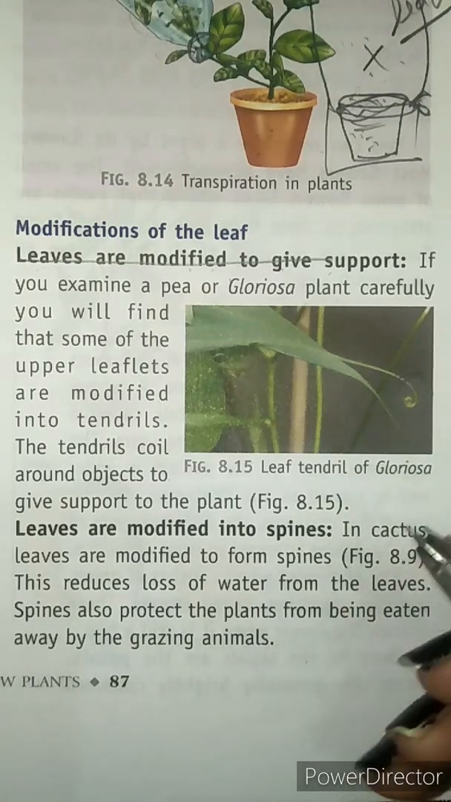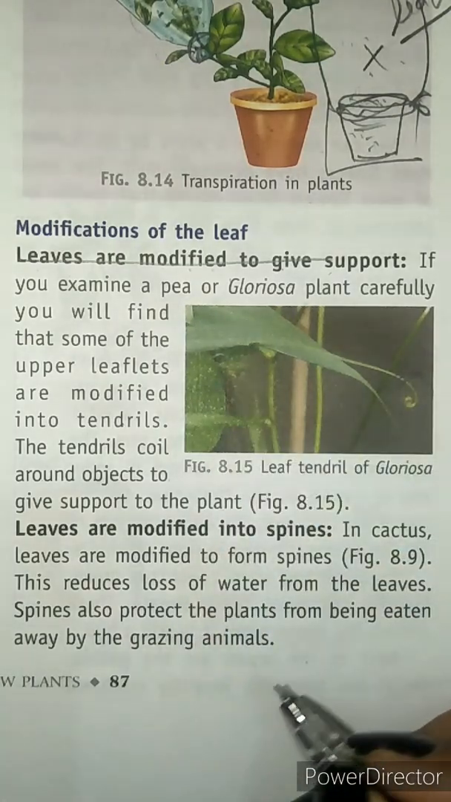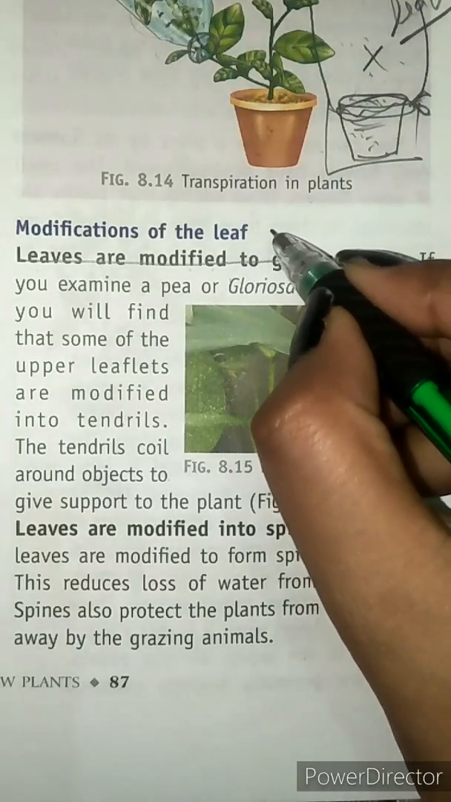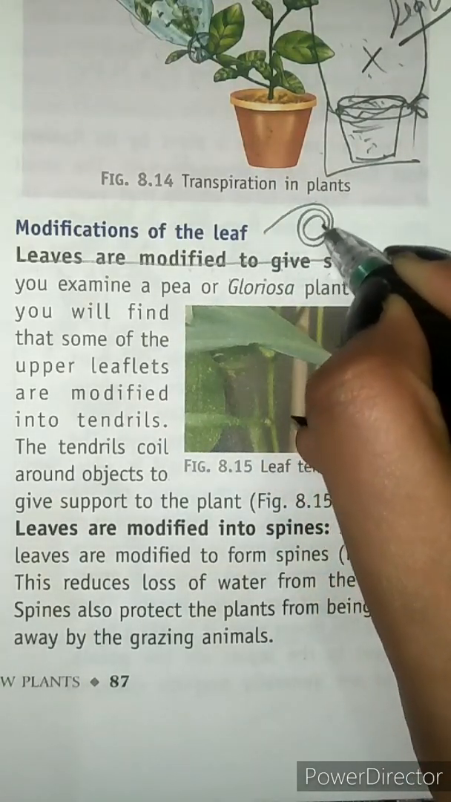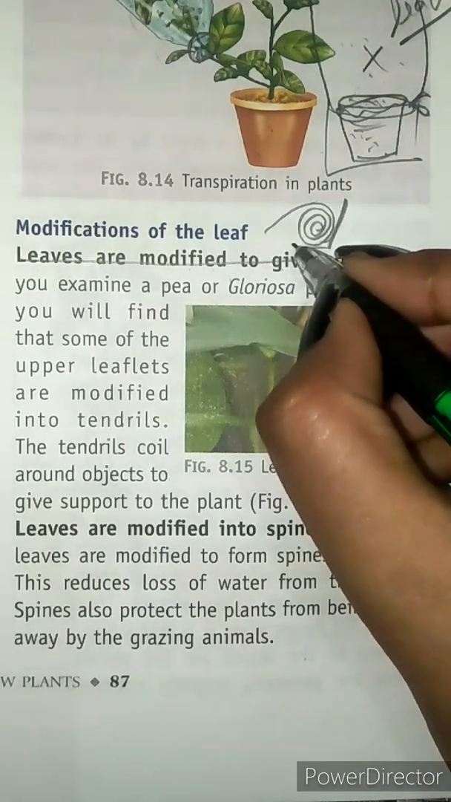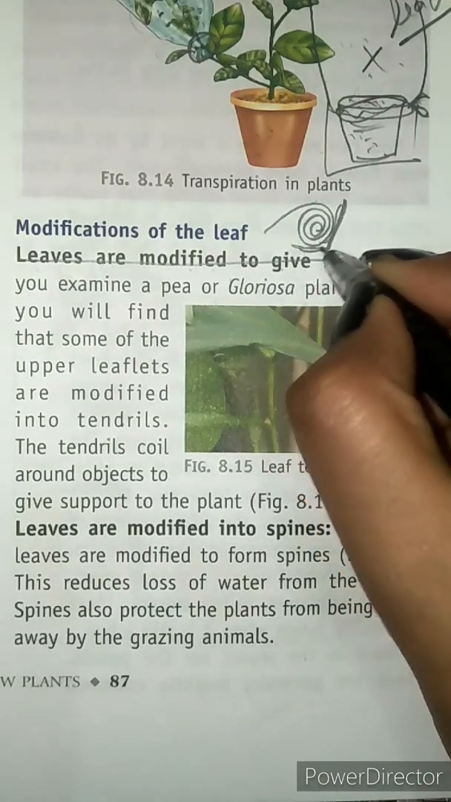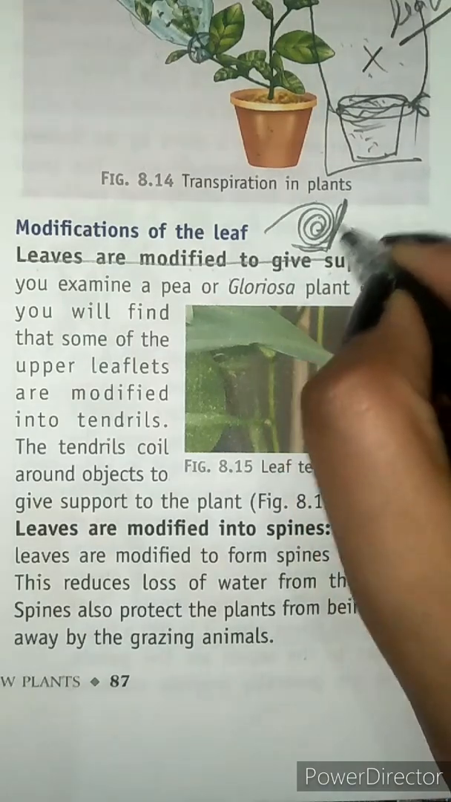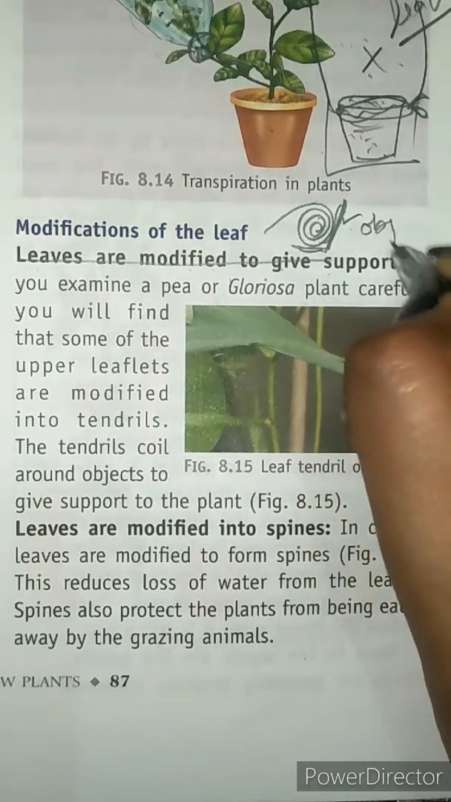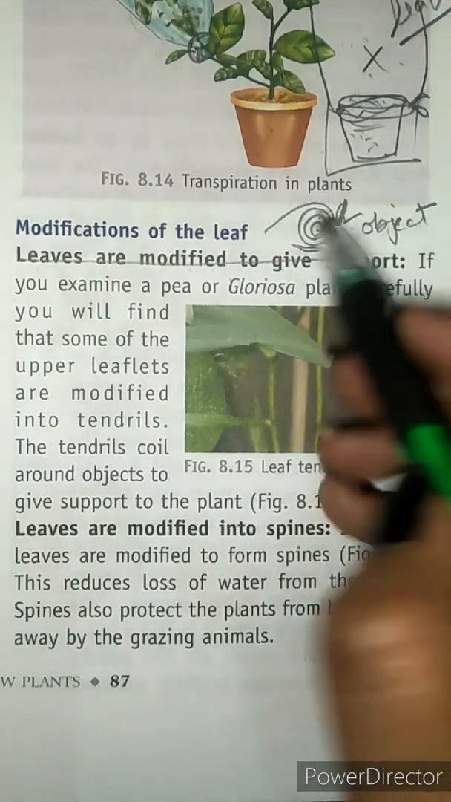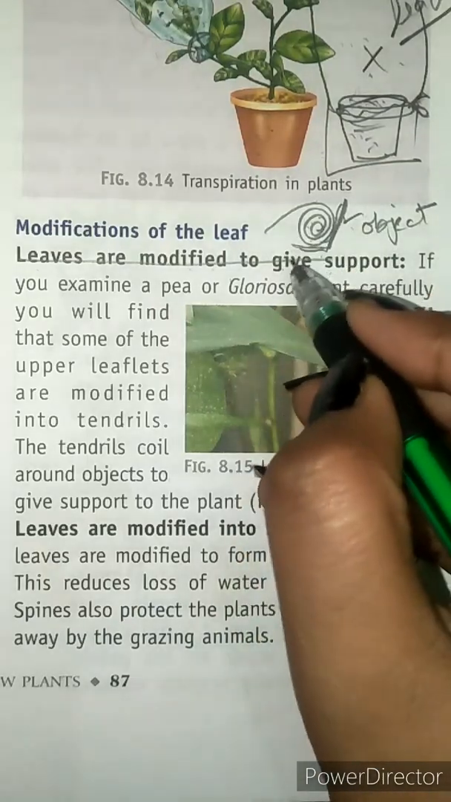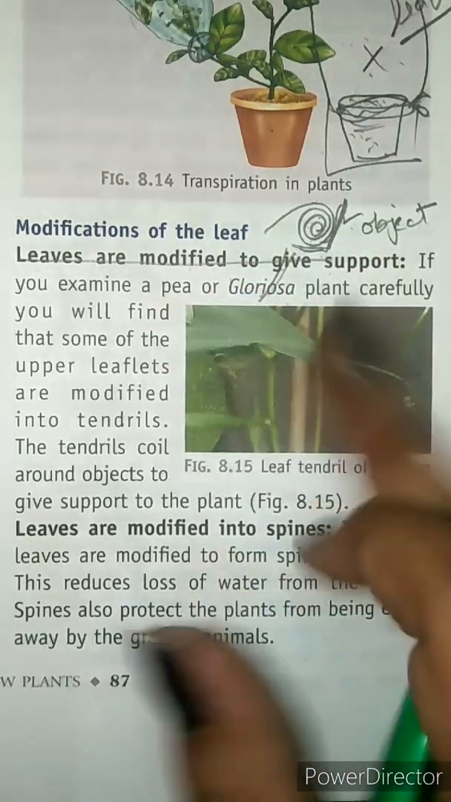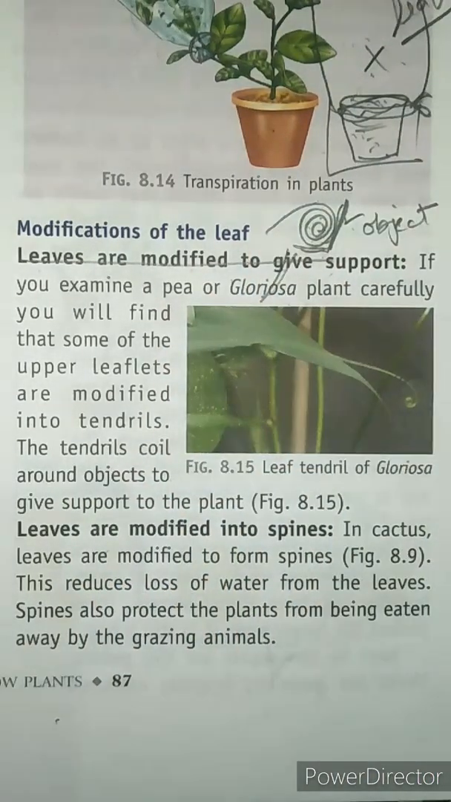So how do they work to give support to the plant? They are just like a coil shape, and these tendrils coil themselves around an object, and afterwards it gives support to the plant that is just below these tendrils.